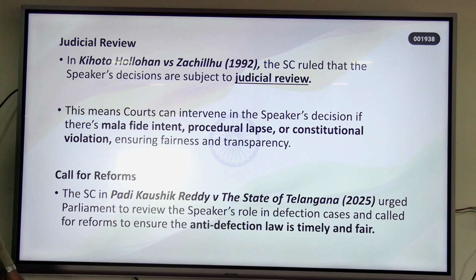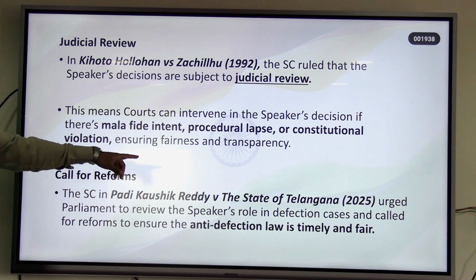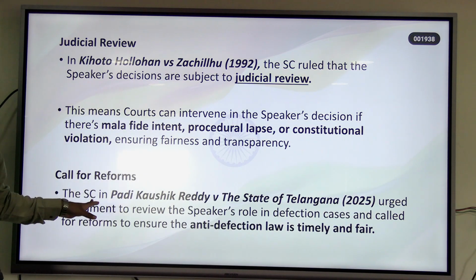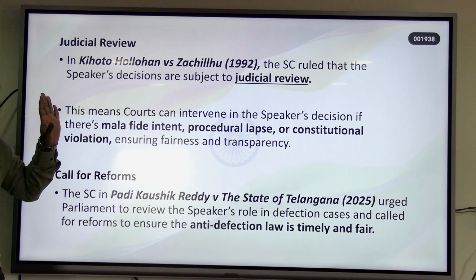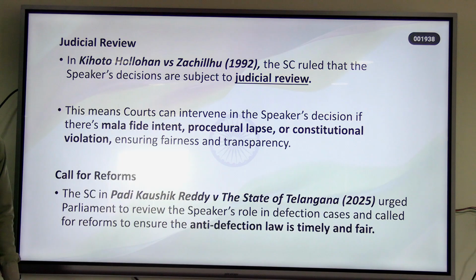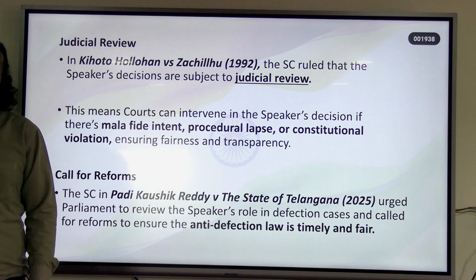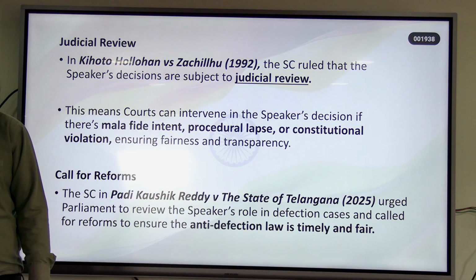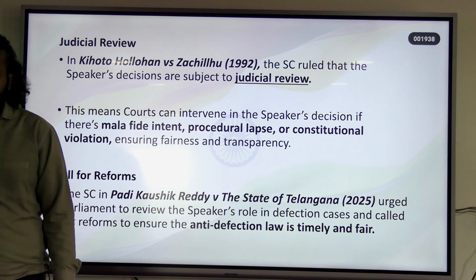Then a recent judgment, last year only there was an issue, Kaushik Reddy versus Telangana. In this, the Supreme Court urged Parliament to review the speaker's role and make necessary changes so that the anti-defection law is timely and fairly implemented. Okay, so these are the decisions of the Supreme Court related to anti-defection law. Okay, next.